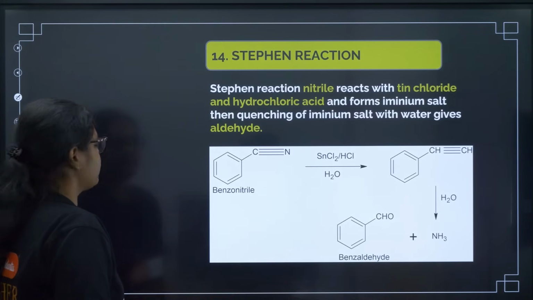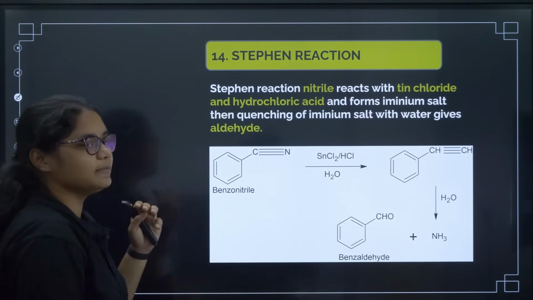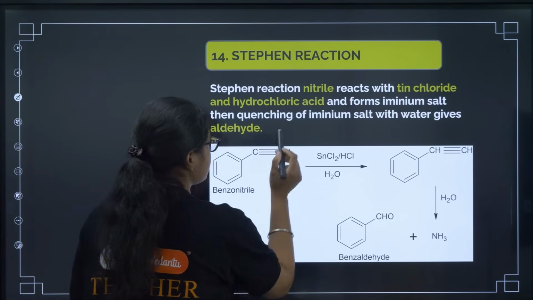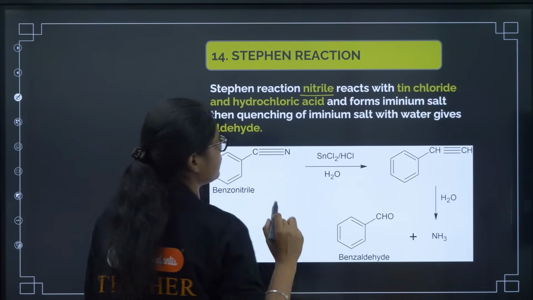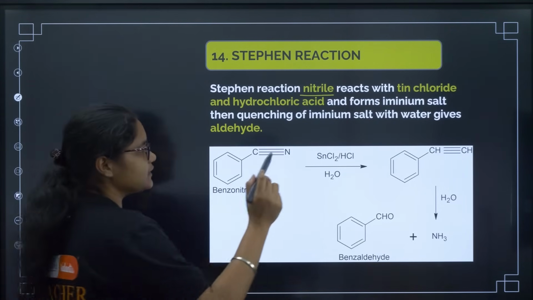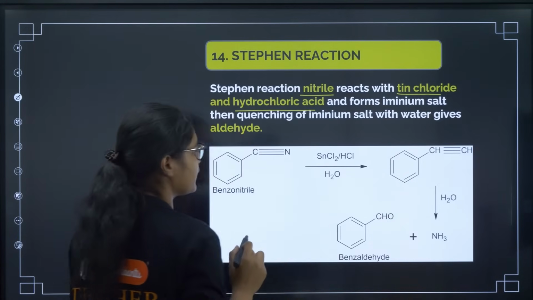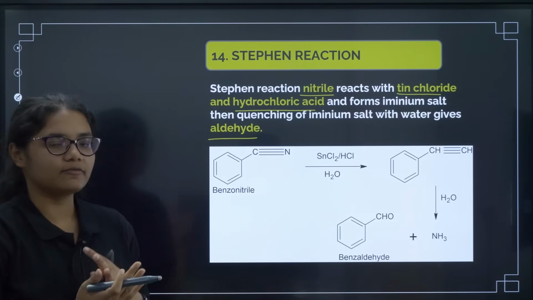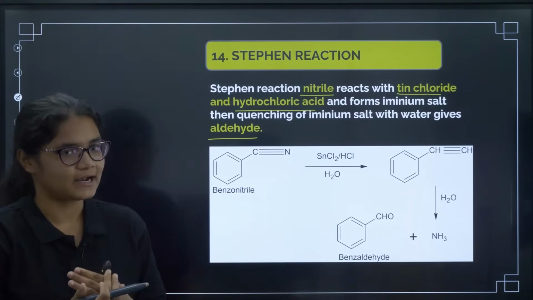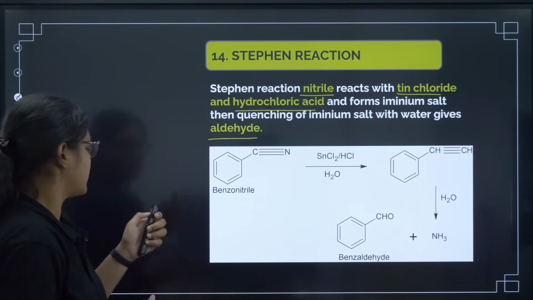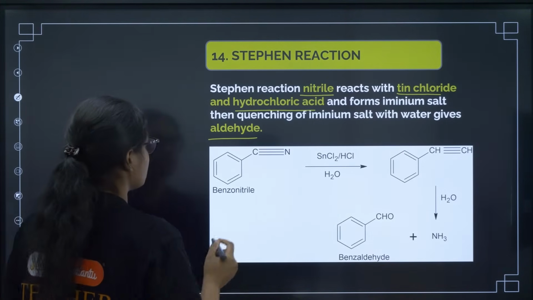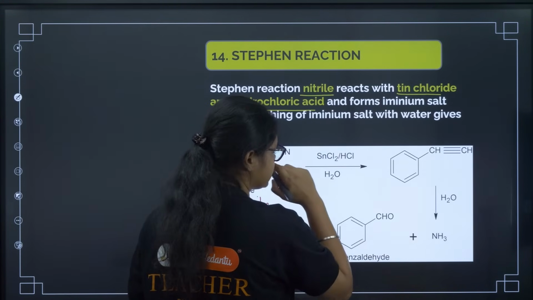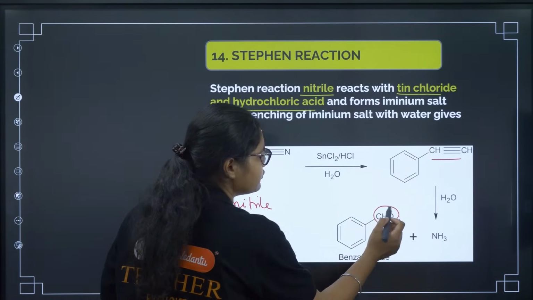Next, Stephen reaction. This is an important one, because in the amines chapter, this is one of the major methods of preparation. First, the reactant is the nitrile group. The reagent is tin chloride (SnCl2) in acidic medium, HCl. Then if you do further hydrolysis, we will get aldehyde. The major product you have to remember is aldehyde from nitriles. You can see here, this is the nitrile part. When you do this with SnCl2/HCl, it gets reduced, then hydrolysis will give you aldehyde.